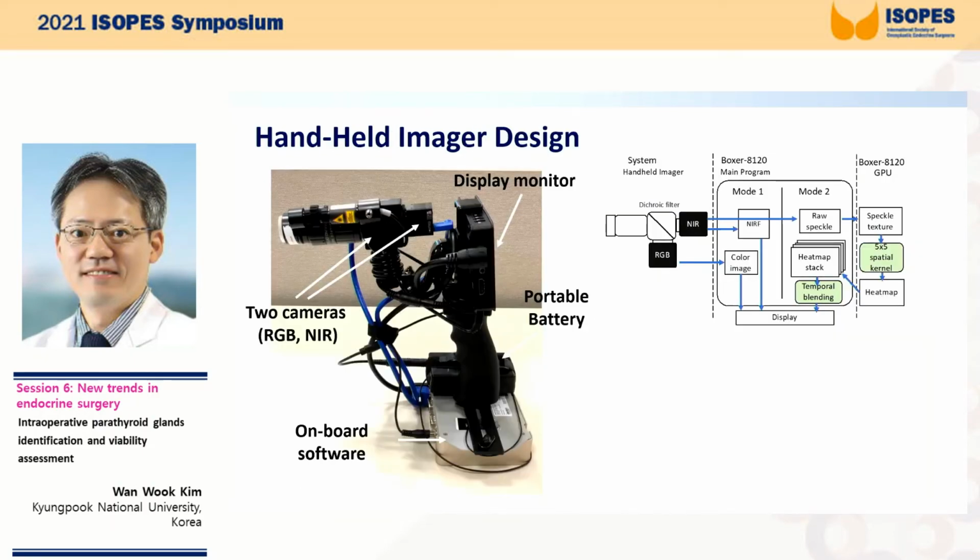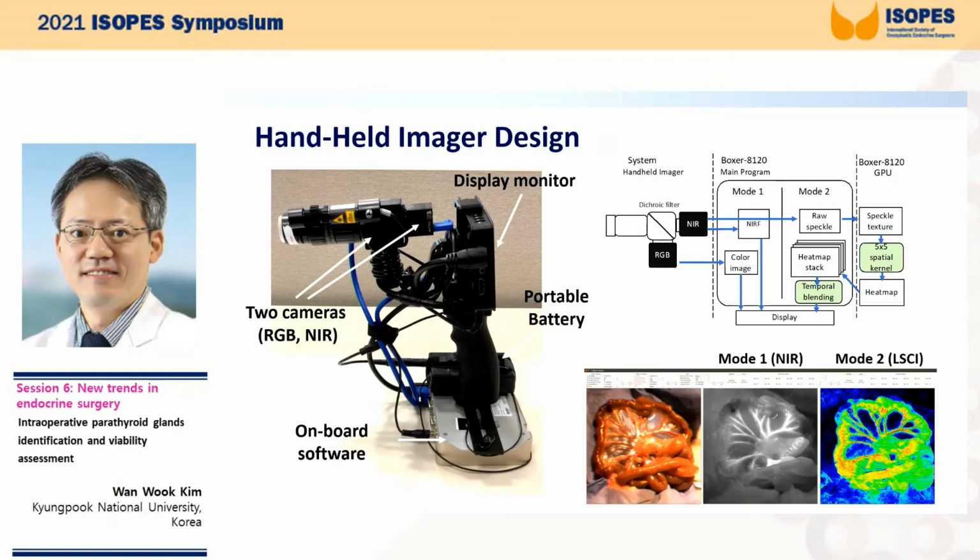Shown here is our prototype design for our handheld imager and a schematic diagram of our device. An example is shown from our rat study using our device. Using mode 1, our device showed a near-infrared image of a bowel when we injected ICG and highlighted the blood vessels. And we switched to mode 2, laser spectral contrast imaging. Our device was able to show detailed vasculature and perfusion without dye in real time, which is otherwise invisible to see with the naked eye.